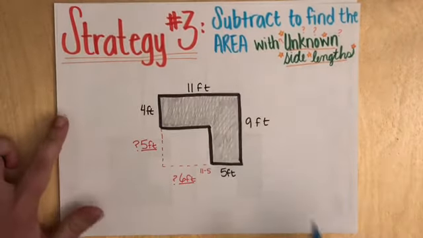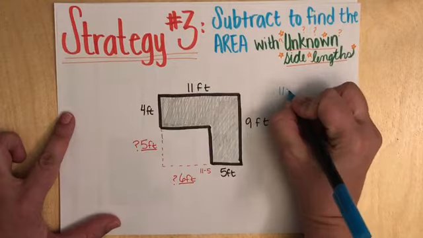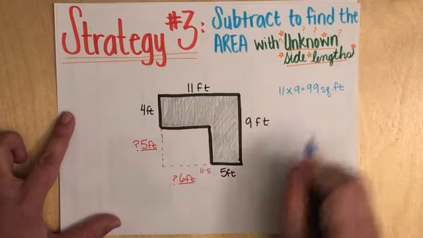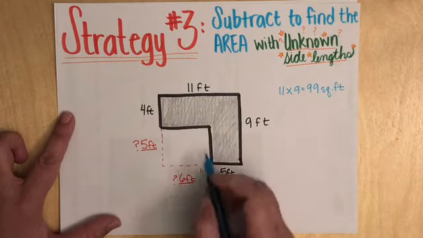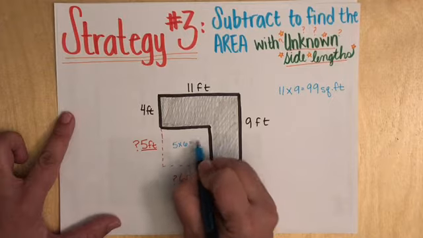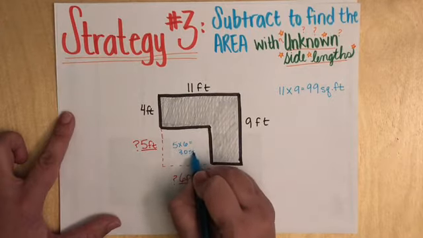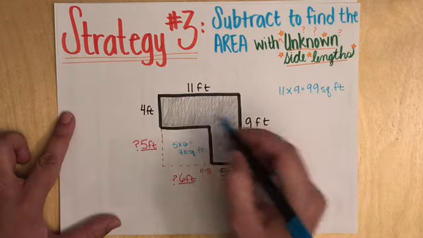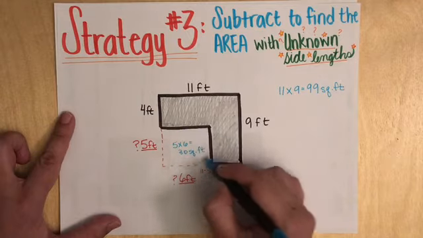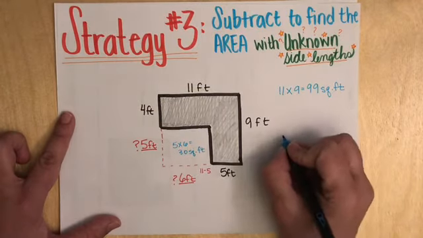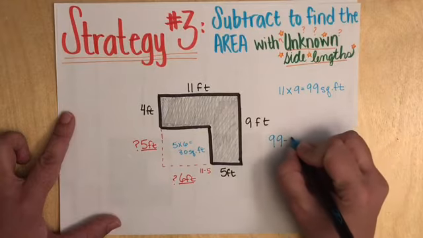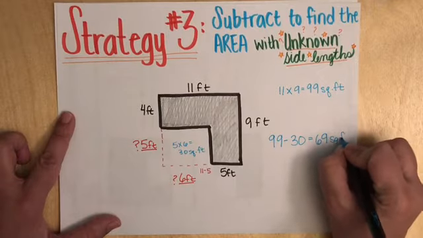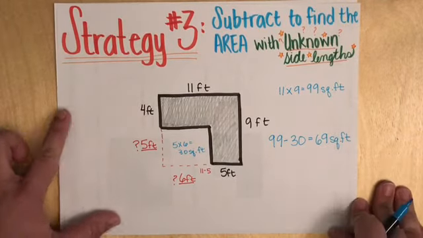All right, your answer, you should have done 11 times 9 for your big rectangle, which is 99 square feet. And then for your smaller rectangle, you should have done 5 times 6 equals 30 square feet. So if you want to find your total composite figure here, we're going to take our big rectangle, subtract our small rectangle. So you should have done 99 take away 30 equals 69 square feet. How did you guys do?